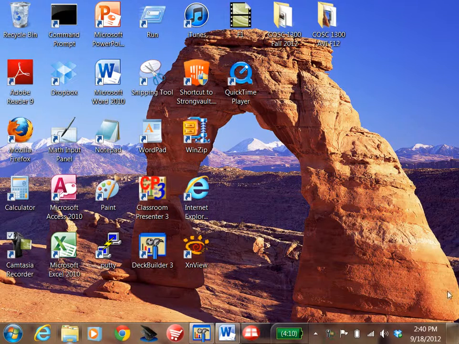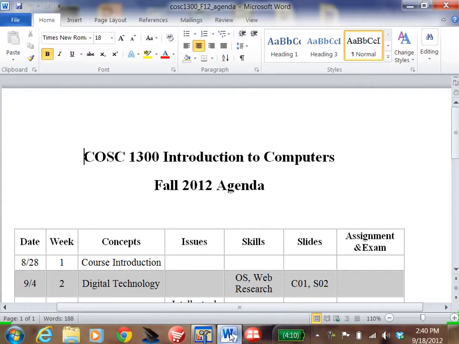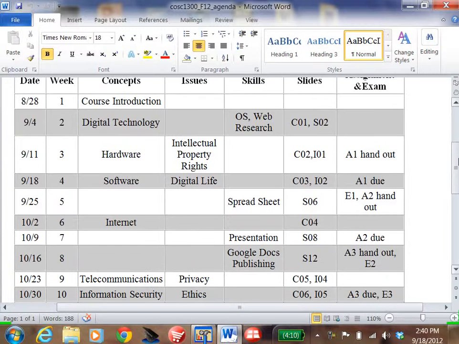Okay, so let's go to the agenda. It was just pointed out here that the agenda says that assignment one is due the week of this week. Today is 9/18, and so A1 due means what? Does it mean it's due today? No, it doesn't mean it's due today.